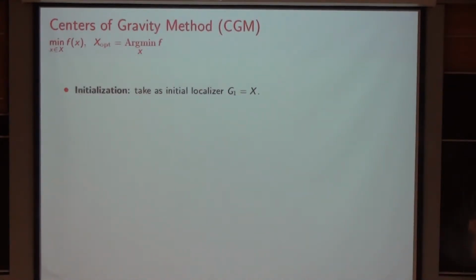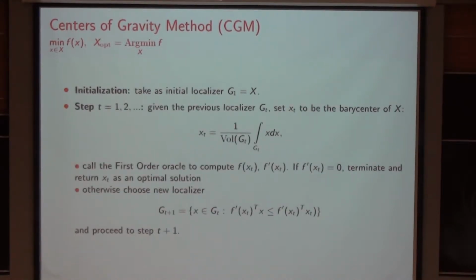All right, so the first efficient realization of this Khachiyan cutting-plane scheme was the center of gravity method, which is of theoretical interest, but it's very nice. It's based on very nice ideas. The idea is the following. We start with the initial localizer, which will be our set capital X. And then we put the search point in the center of gravity of the current localizer.